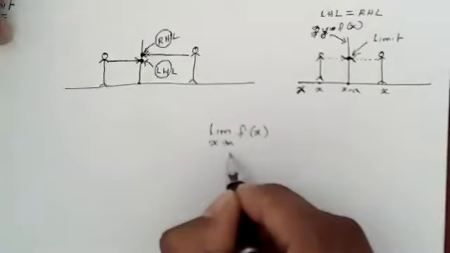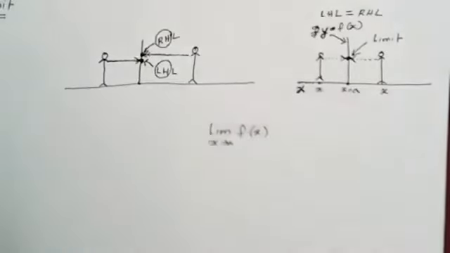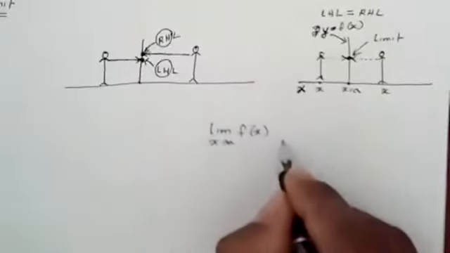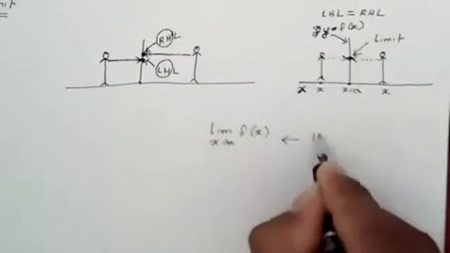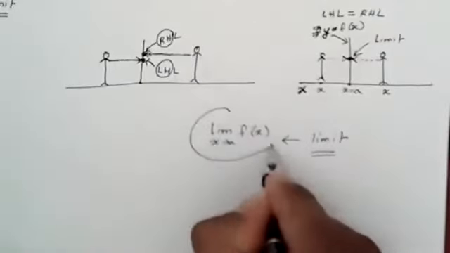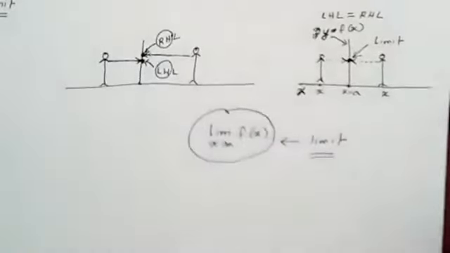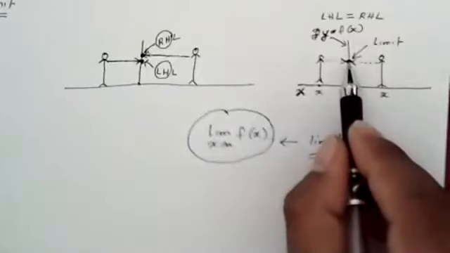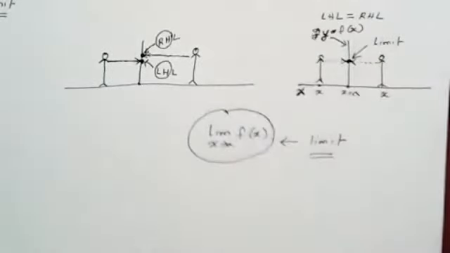Is it all right here? Yes, sir. Okay. So this is nothing but limit. This symbol, this representation, is called a limit. As I told you earlier, this point is called a limit actually.